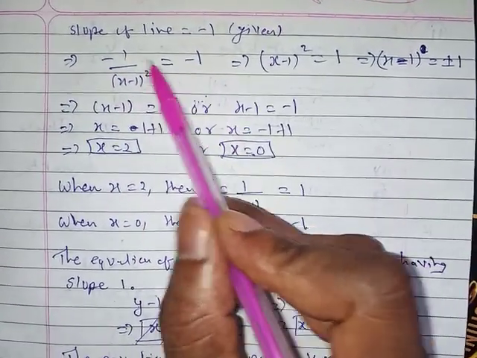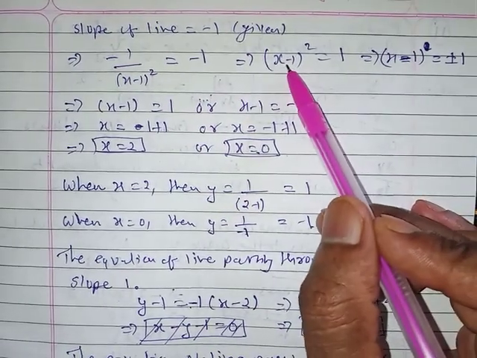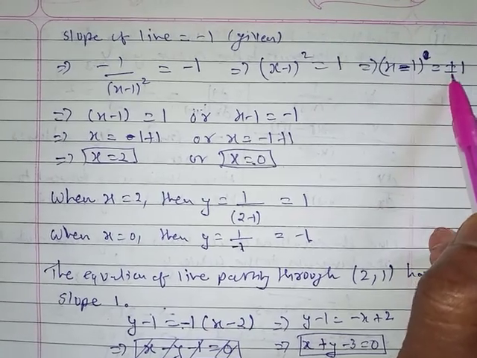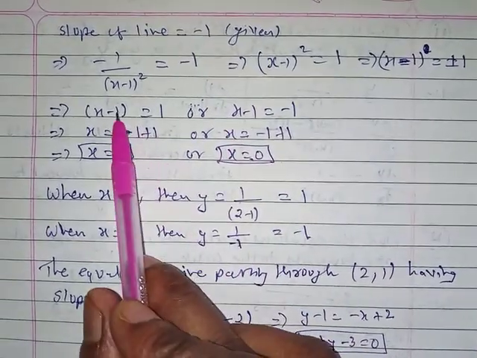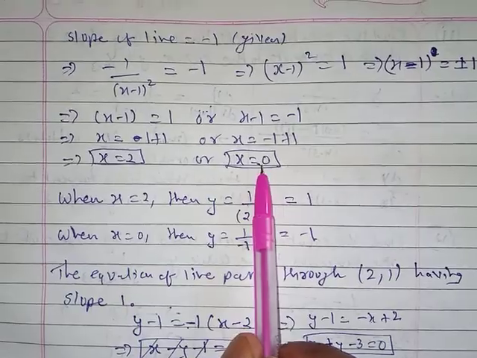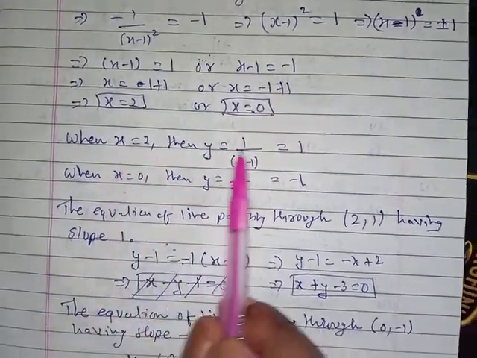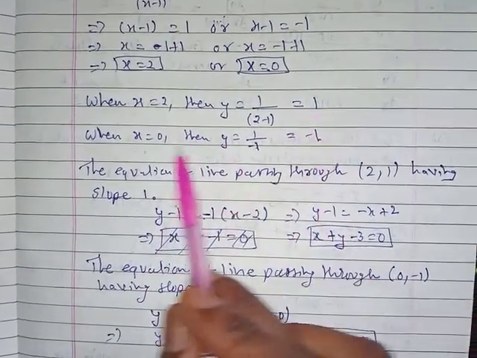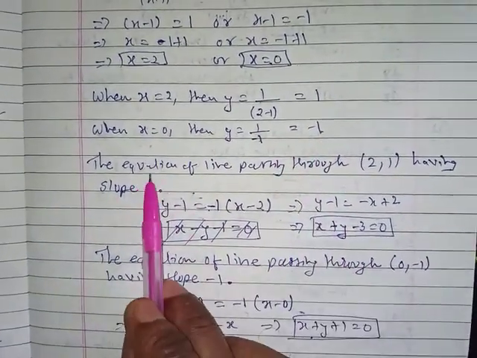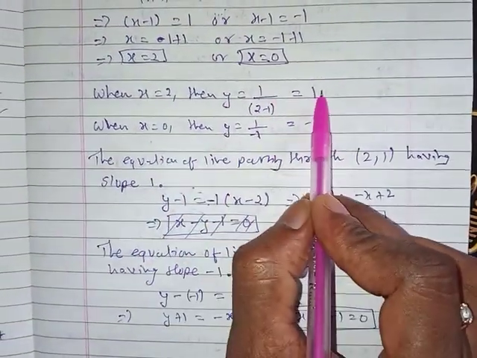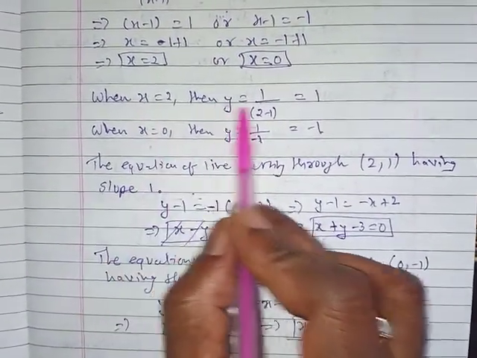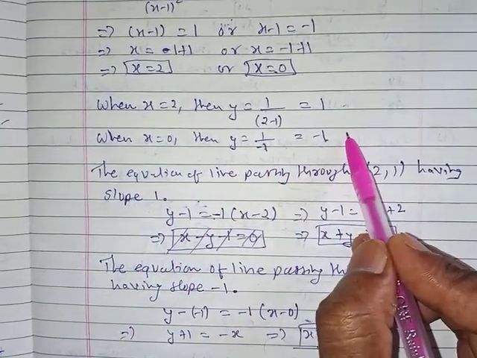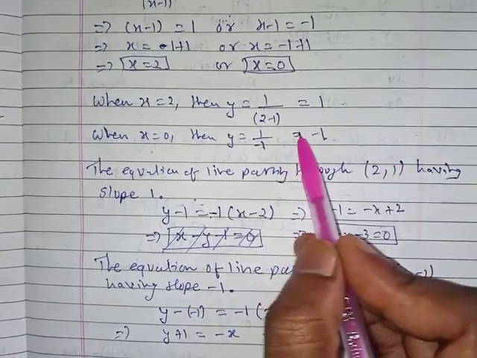If you multiply here, minus and minus will cancel off. So x minus 1 whole square is equal to 1. So x minus 1 is equal to plus minus 1. So x is equal to 2 or x is equal to 0. Now we can get y. When x is equal to 2, y is equal to 1, and when x is equal to 0, y is equal to minus 1. So we got the points, and the slope we know, so we can get the equation.